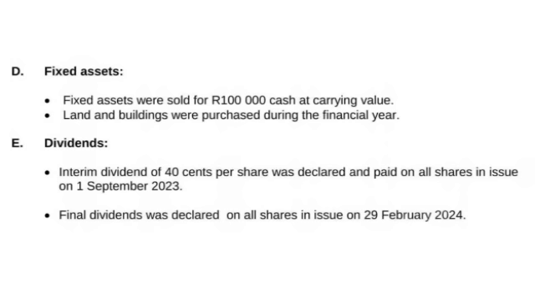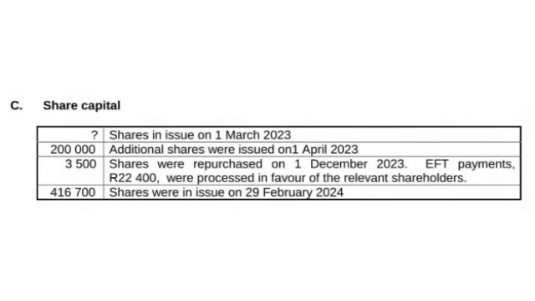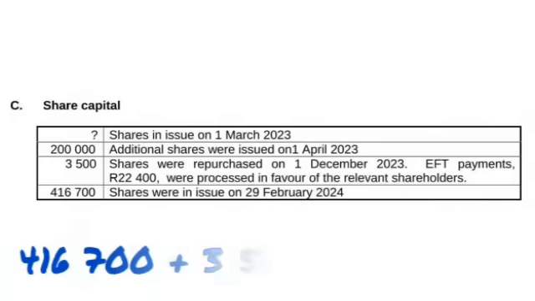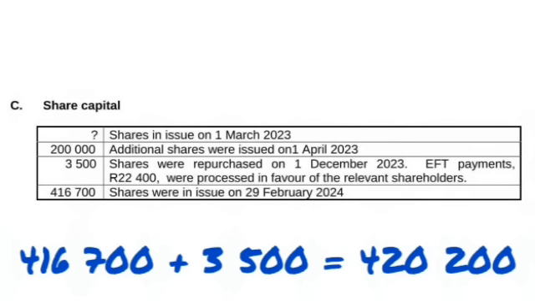So we need to find out how many shares were in issue by that date. For the final dividend, it says the final dividend was declared on all shares in issue on 29 February 2024. So this is your shareholders for dividend at the end of the year. For interim, how many shares were in issue? We know the interim was on the 1st of September, so that was before we repurchased the 3.5.